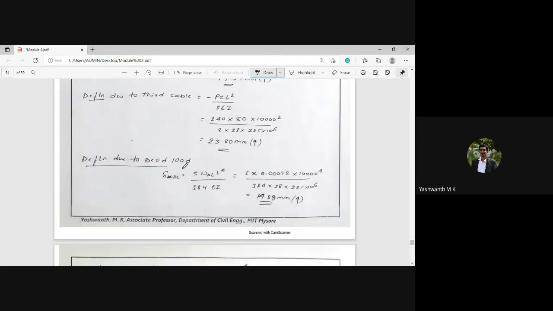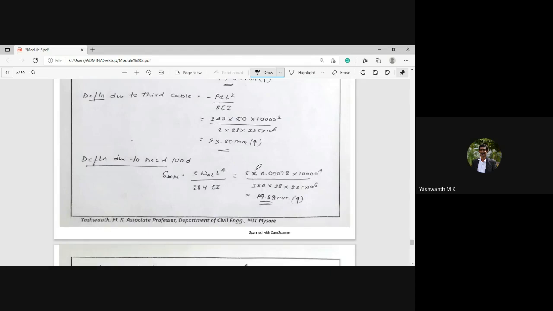Coming to the next, deflection due to dead load, because we have calculated the deflection due to the pre-stressing force. To calculate the instantaneous deflection at the transfer stage and working stage, the next parameter required is deflection due to dead load. As I stated, the dead load will act as a UDL, so the formula will be 5 WDL into L to the power of 4 divided by 384 EI.